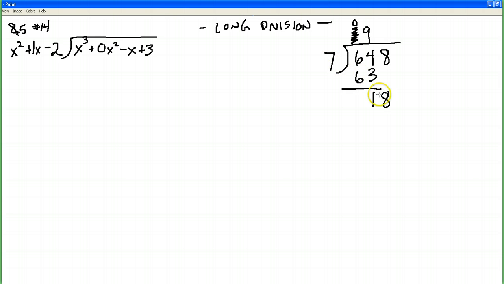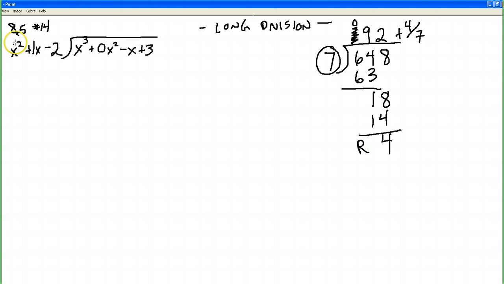So I have 1 left over. It goes into it 2 times, multiply it back, 14. I have a remainder of 4. So I have a remainder of 4 divided by 7. I have the remainder divided by my denominator. So here we go. Let's go into this one.